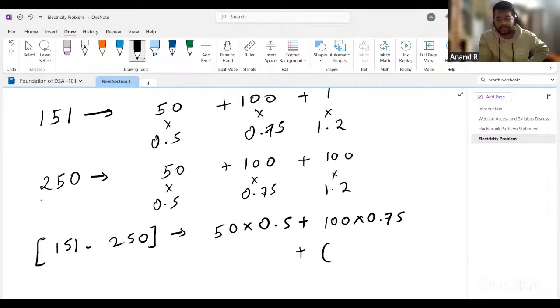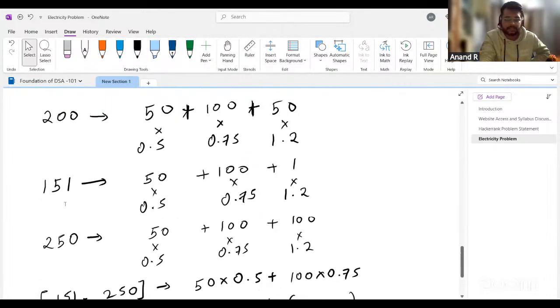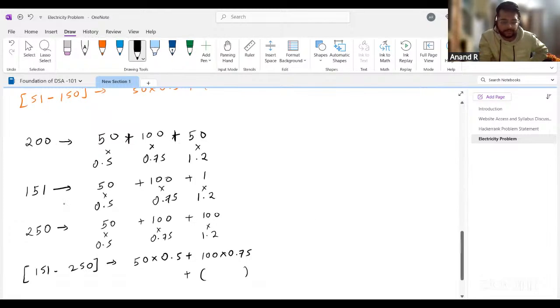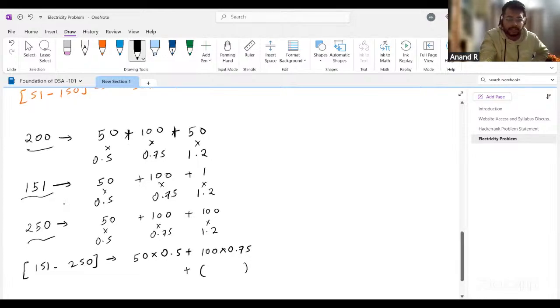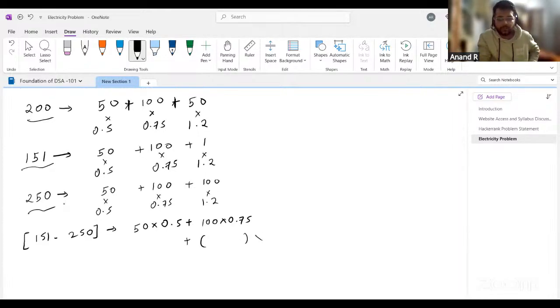plus something, because it keeps on changing, right? For 150, this is different. For 151 it's different. For 250 it's different. For 200 it's different. So something is changing into 1.2. Can you tell me what this something is? It's a simple math question. It's nothing programmatical so far. Can you help me what this something will be?